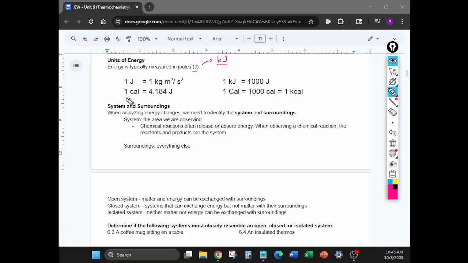Sometimes they also use something called a calorie, right? 1 calorie is 4.184 joules. And then 1,000 little c calories is equal to 1 big C Calorie. The calories on our food labels is this one, though, not the small one.